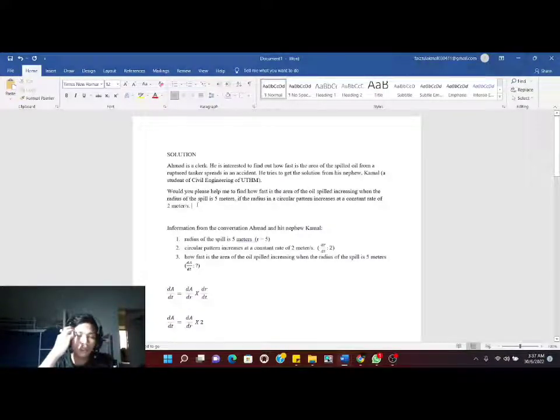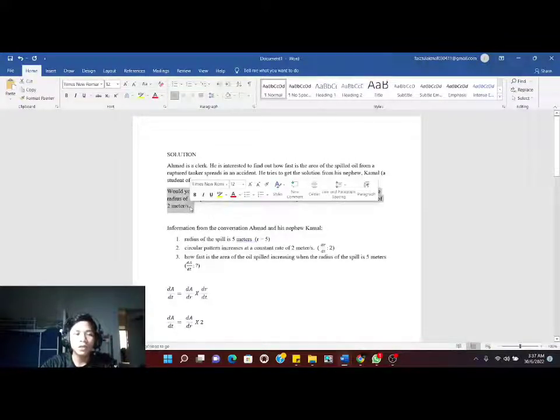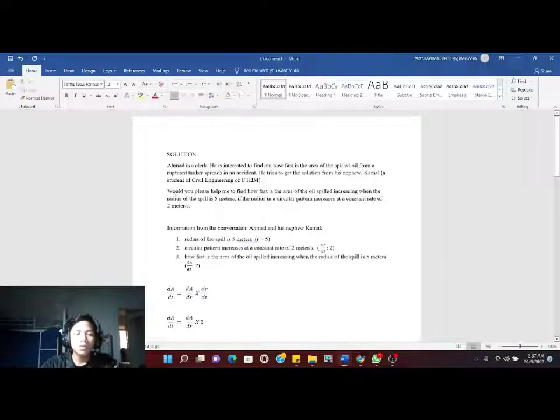This statement has a lot of information. Encik Ahmad said to his nephew, would you please help me to find how fast the area of the oil spill is increasing when the radius of the spill is 5 meters, if the radius in a circular pattern increases at a constant rate of 2 meters per second.